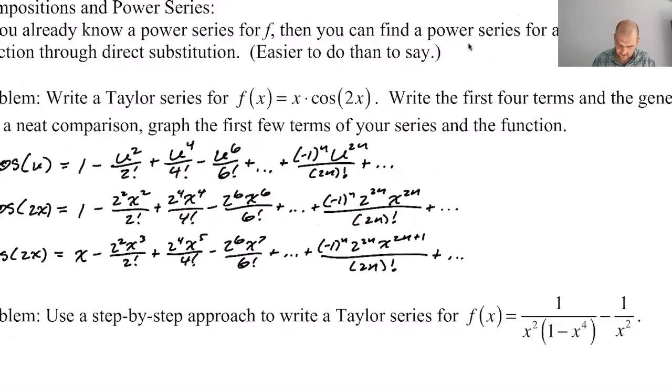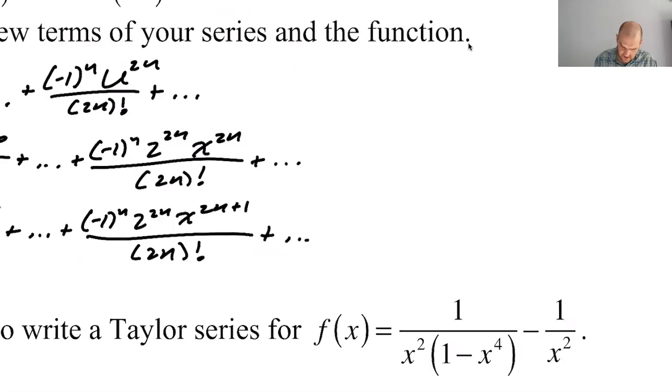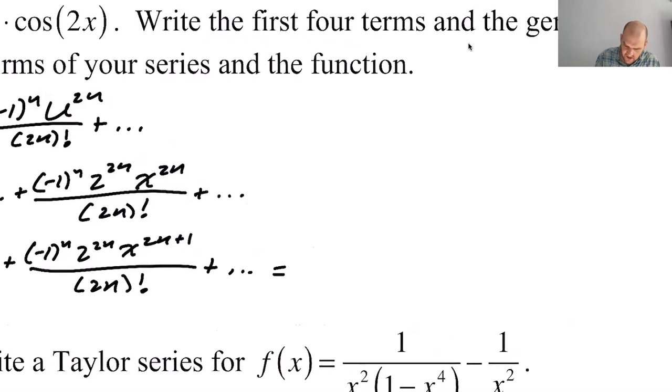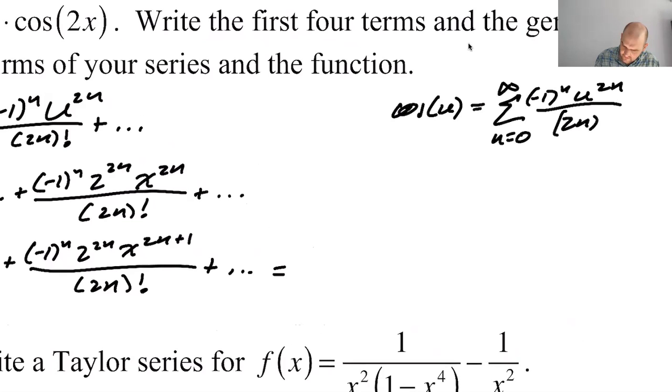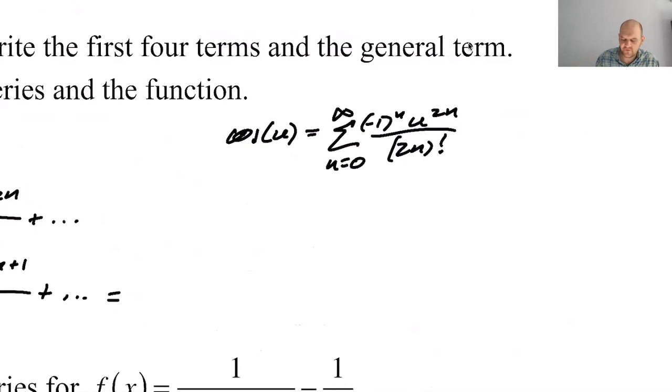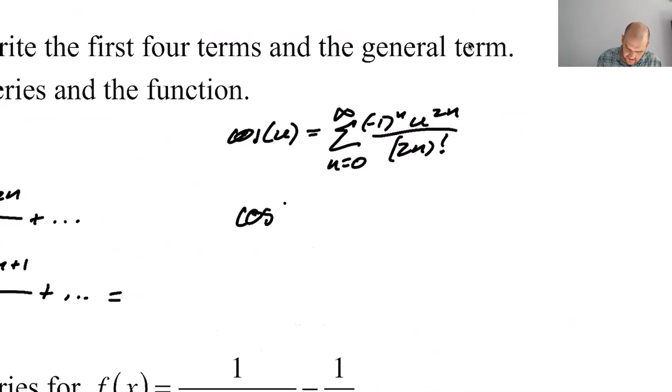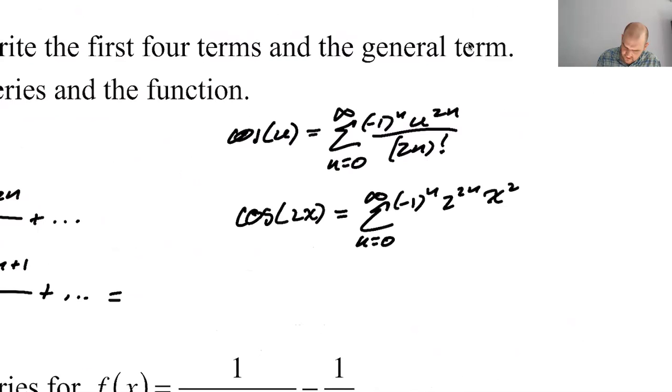So I'm going to write this as a summation. This is actually a little bit easier, right? Because cosine of u, based on what we know, would be -1 to the n, u to the 2n over 2n factorial. So don't be afraid to do this either. Cosine of 2x. Gotta write the summation all the time. So it's going to be 2 to the 2n, x to the 2n over 2n factorial.